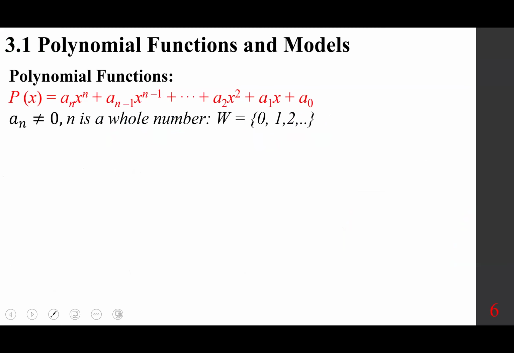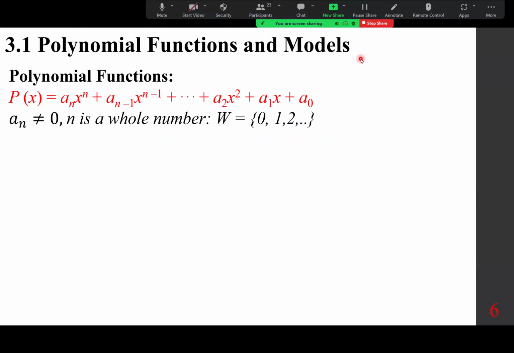Now, section 3.1, polynomial functions and models. Polynomial functions are in the form of p of x equals a sub n x to the power of n plus a sub n minus 1 x to the power of n minus 1, and goes all the way to a sub 2 x to the power of 2 plus a sub 1 x plus a sub 0. This is the constant. This is a number. N is the degree. A sub n, the leading coefficient, cannot be 0. N is a whole number. That is the restriction for it to be a polynomial.